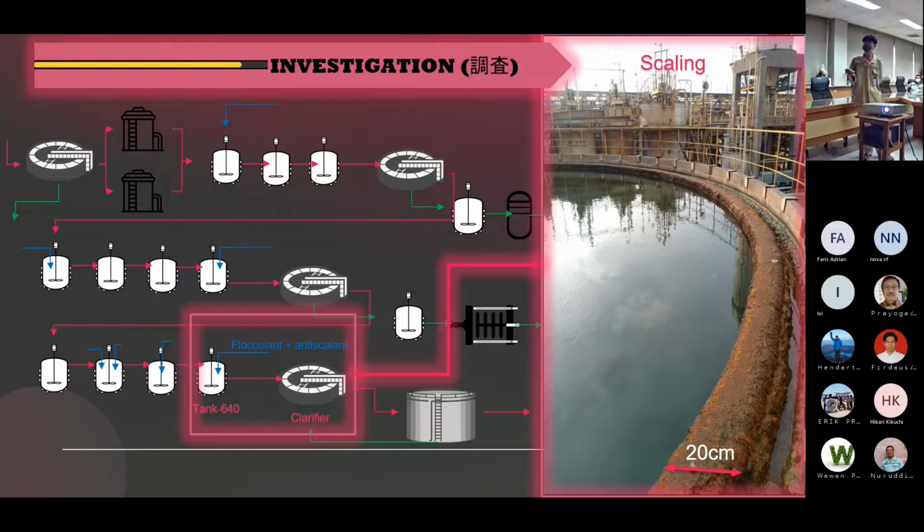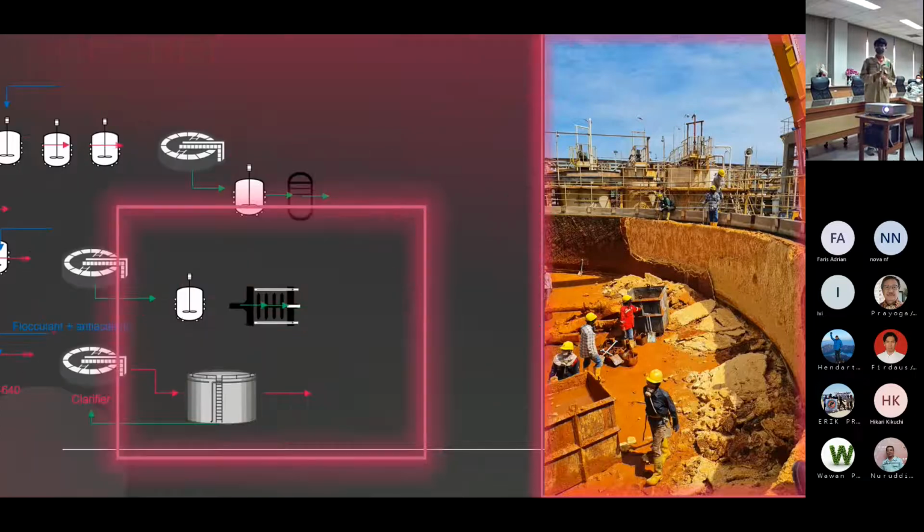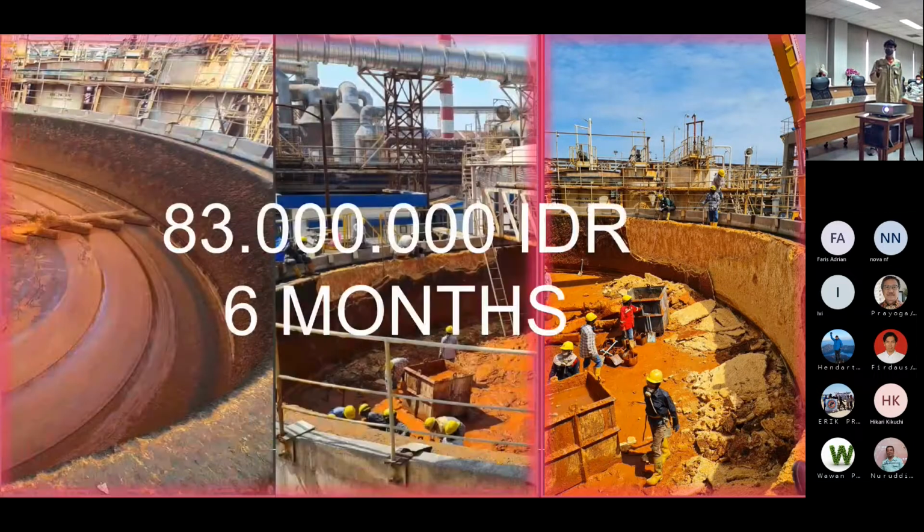Formerly, the cleaning was once every 10 months, but recently the cleaning is once every 6 months, and every cleaning spends about 83 million rupiah. It will be our honor to help the smelter investigate how to slow down the scaling.